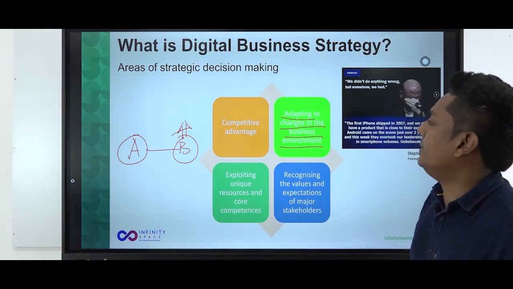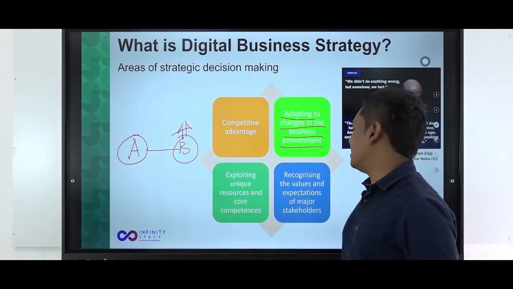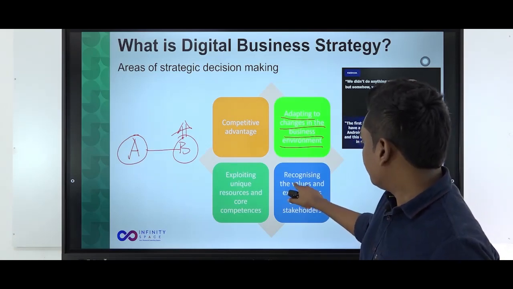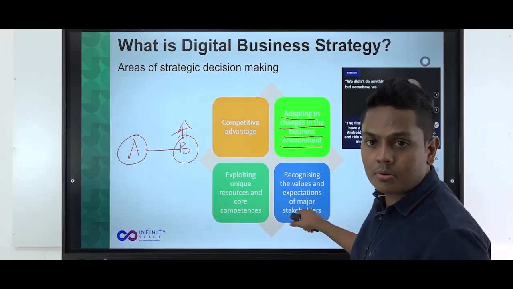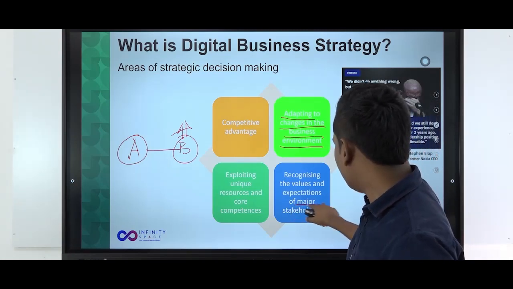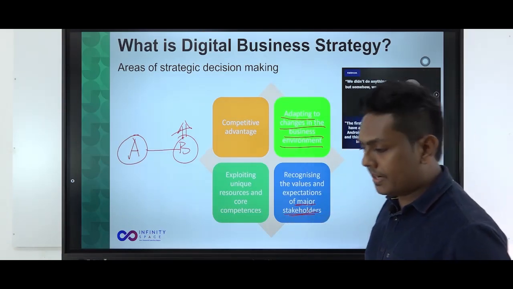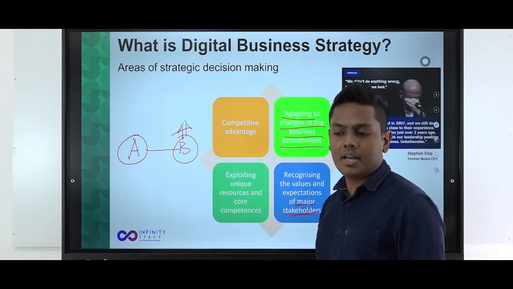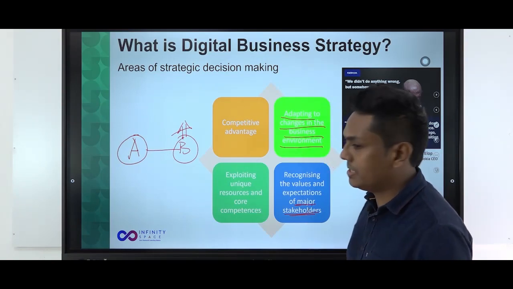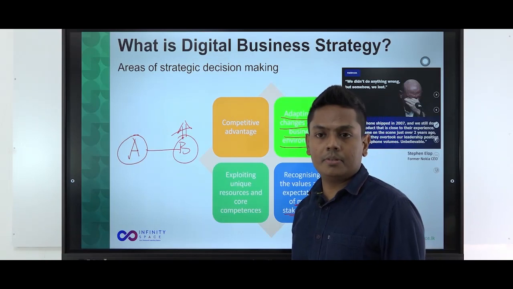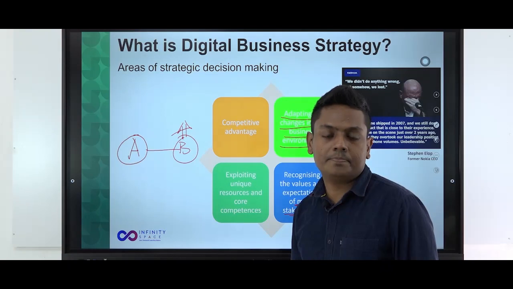Likewise, when your organization's management thinks about strategic decision making, they also have to consider recognizing the values and expectations of major stakeholders. Because no matter what plan you set up, whatever discussions you have, if your stakeholders are not going to benefit, or if they are going to be affected in a negative way, then it is not going to be a success.